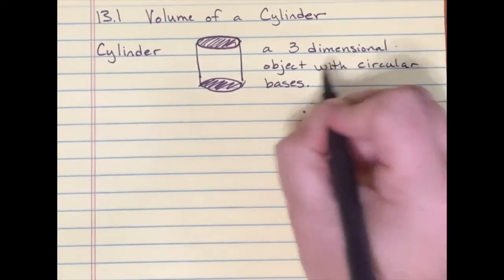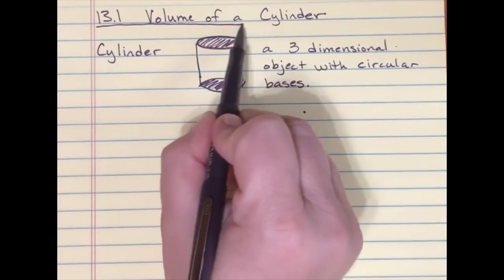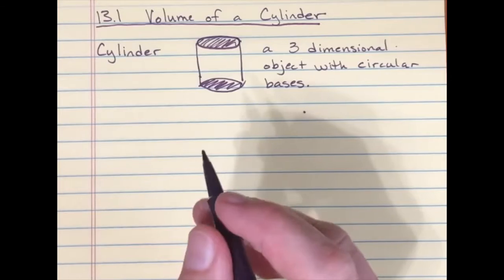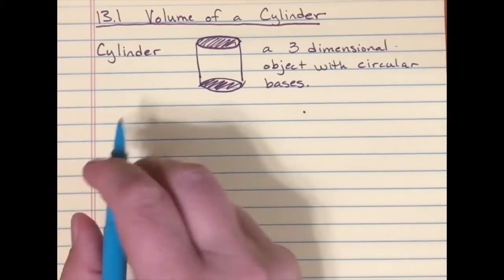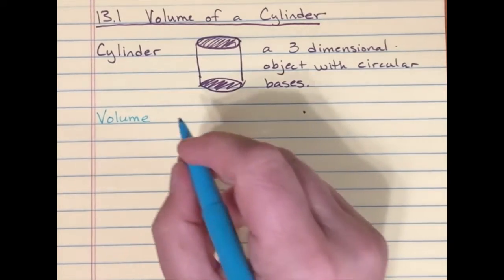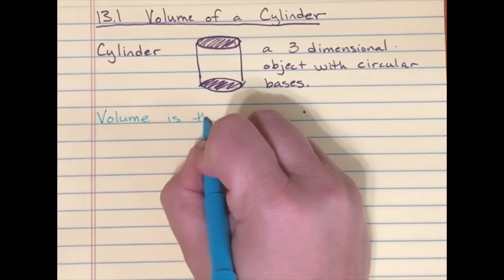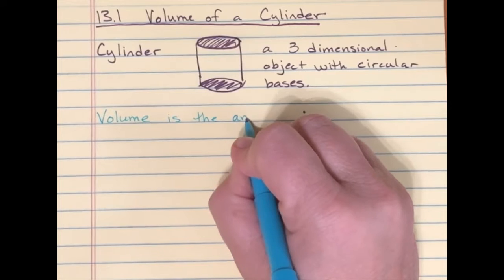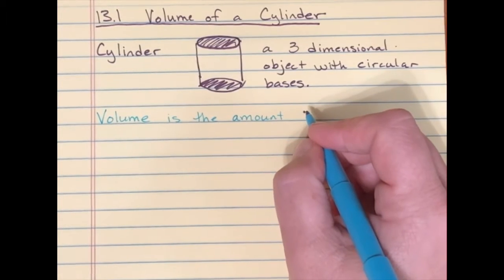All right, so we want to find the volume of a cylinder. So we need to think about volume. What is volume? Well, volume is just the amount of space inside an object. So how much space does it take up? So we measure them in cubic units.